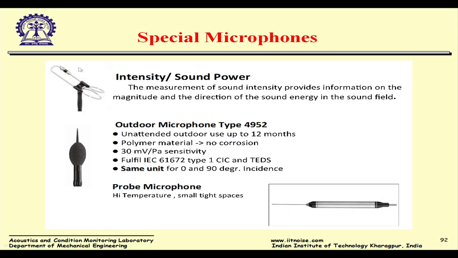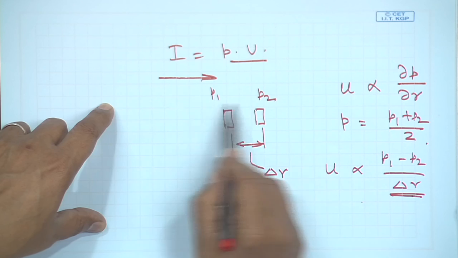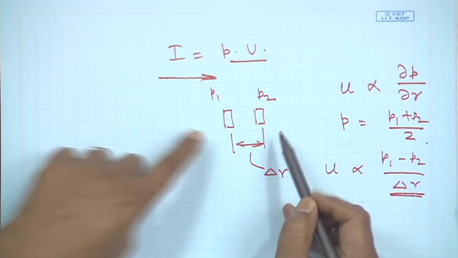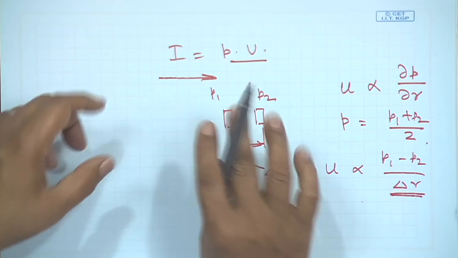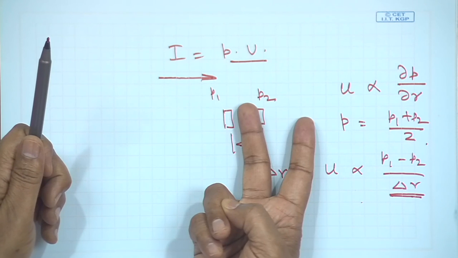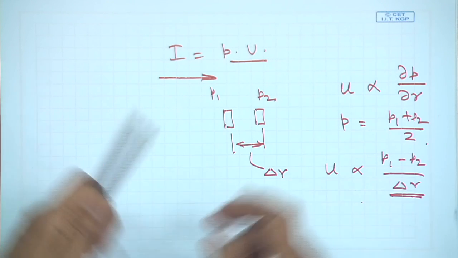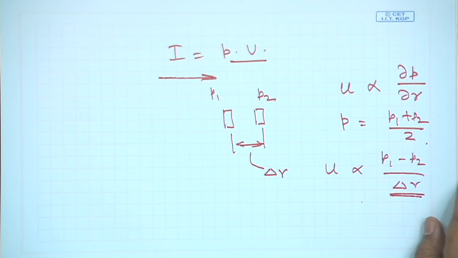But the beauty of it is that sound intensity is a vector. If my sound is coming from this direction as shown, and I put my probe this way, it's going to give a positive value. If I reverse the probe, you'll get a negative sound intensity. And that's something we will demonstrate to you in the laboratory.